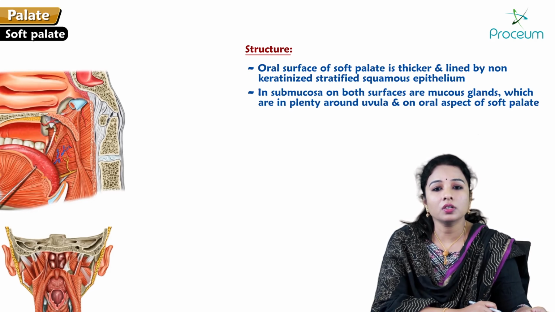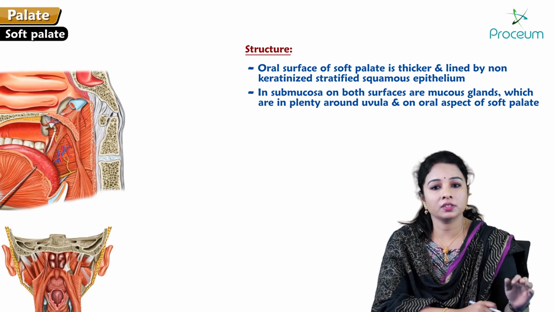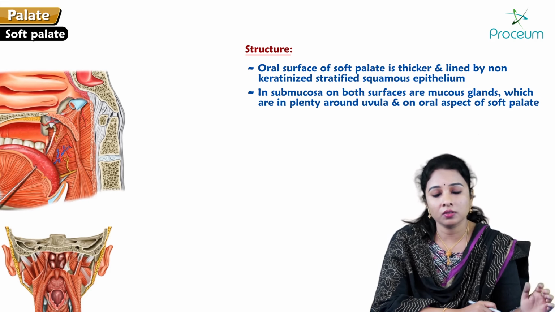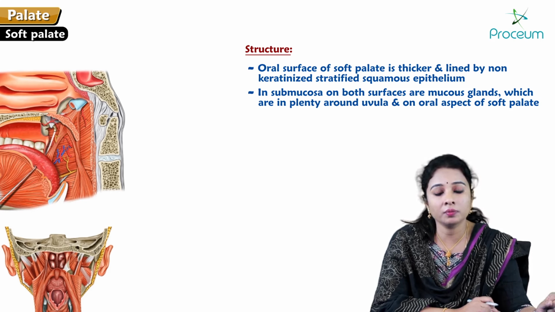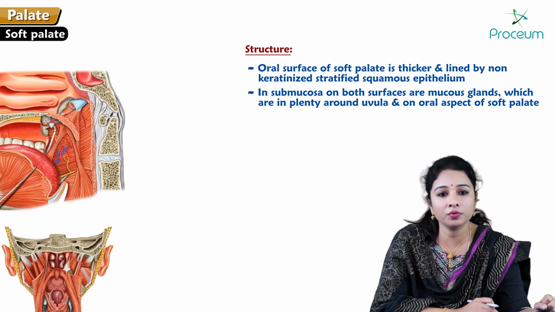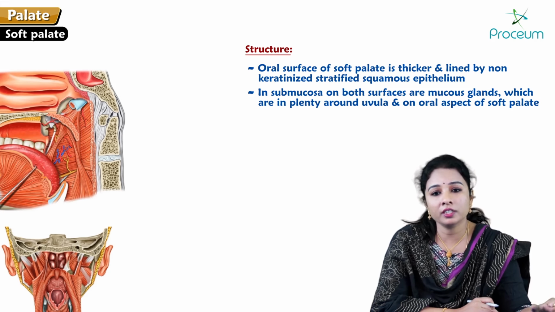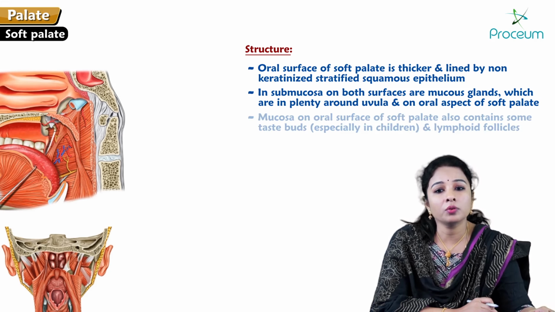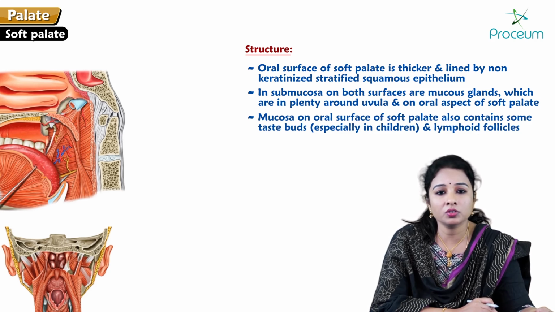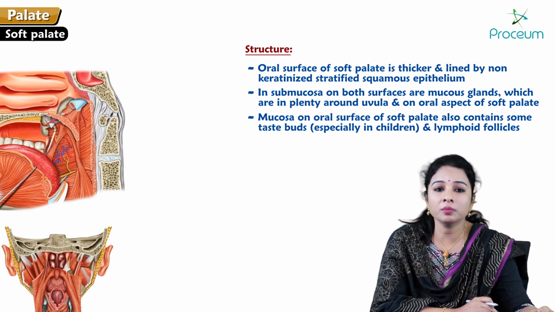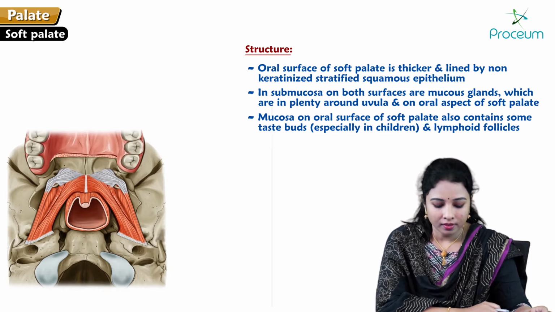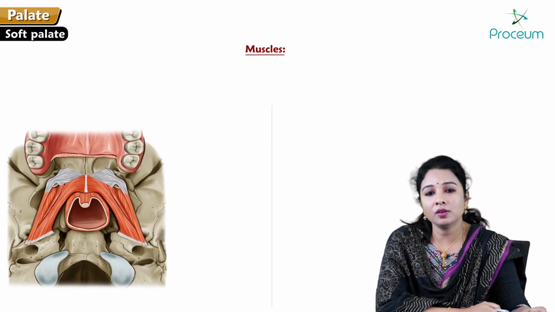The submucosa of both the surfaces, that is oral surface and nasal surface, contains mucous glands that are plenty around the uvula and on the oral aspect of the soft palate. The mucosa on the oral surface of the soft palate also contains some taste buds, especially in children, and also contains some lymphoid follicles. Now, let us understand the muscles of soft palate.